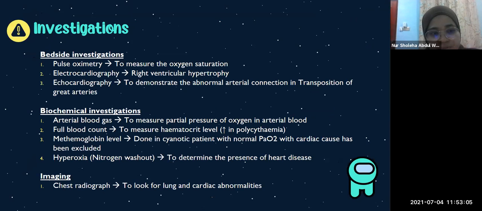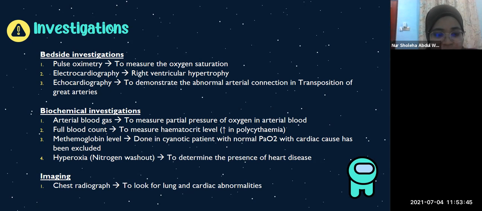After we complete the physical examination, we need to proceed with investigations. Investigations in cyanosis are divided into bedside investigation, biochemical investigation, and imaging. In bedside investigation, we need to do pulse oximetry to measure the oxygen saturation. Then we do electrocardiography, or ECG, to look for any right ventricular hypertrophy. We can also do echocardiography to demonstrate abnormal atrial connection if we suspect the patient has transposition of great arteries. Then we can proceed with biochemical investigation.